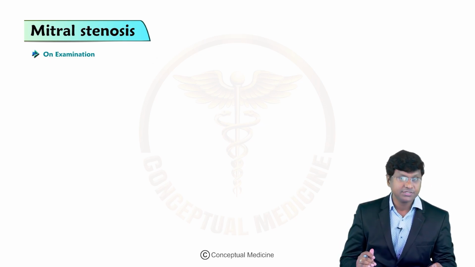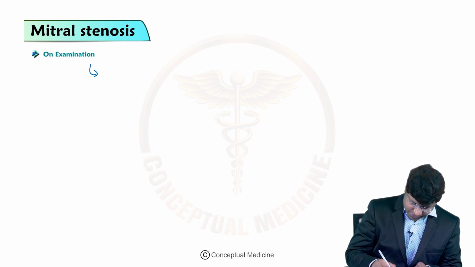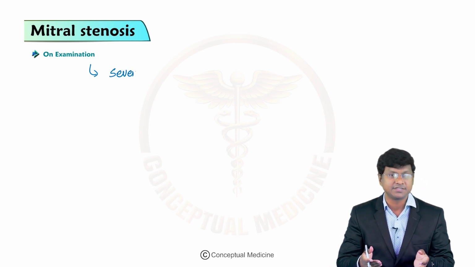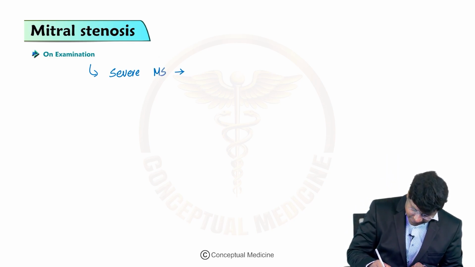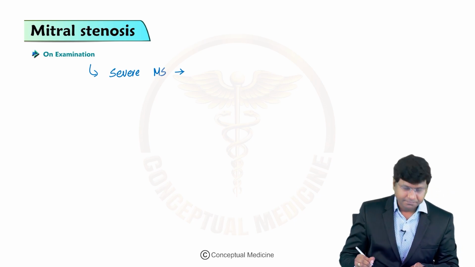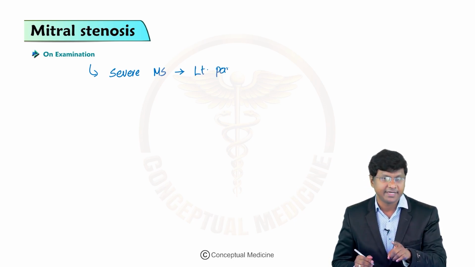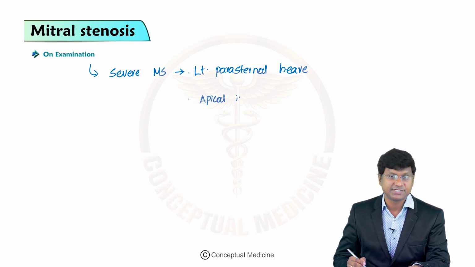Next, on examination, what is it that you will observe? On examination in patients with mitral stenosis, you will notice that the examination findings completely depend upon the severity of the mitral stenosis. Let us take a scenario of severe mitral stenosis. In severe mitral stenosis, you will notice development of pulmonary hypertension and right ventricular hypertrophy. So on palpation, there is a left parasternal heave.